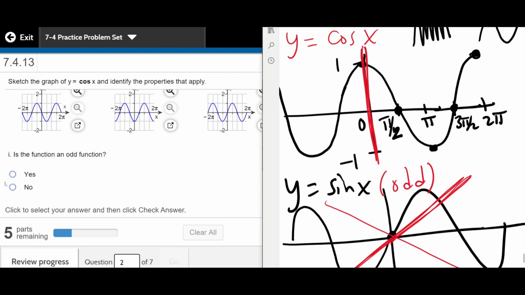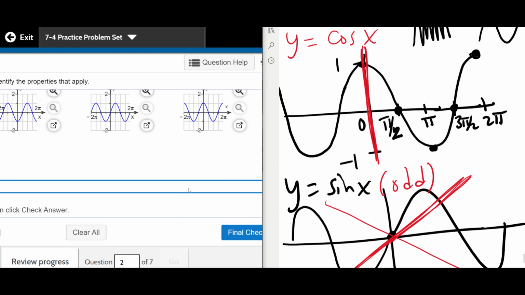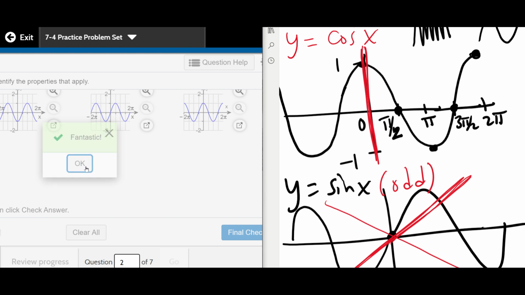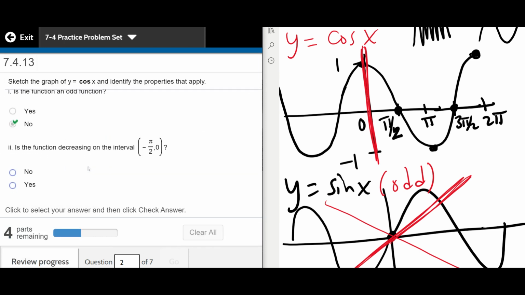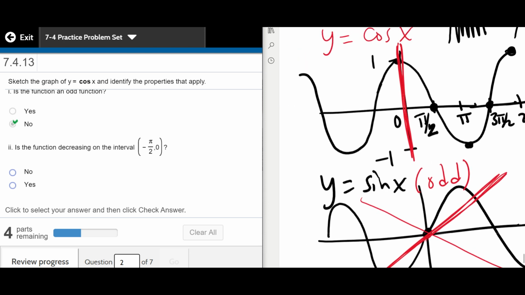So this is not an odd function, rather, it's an even function for cosine. Okay, so the answer is no. Again, they're going to ask us a bunch of questions, and we'll answer them, but you won't be asked this. Okay. So is the function decreasing from negative pi over 2 to 0?